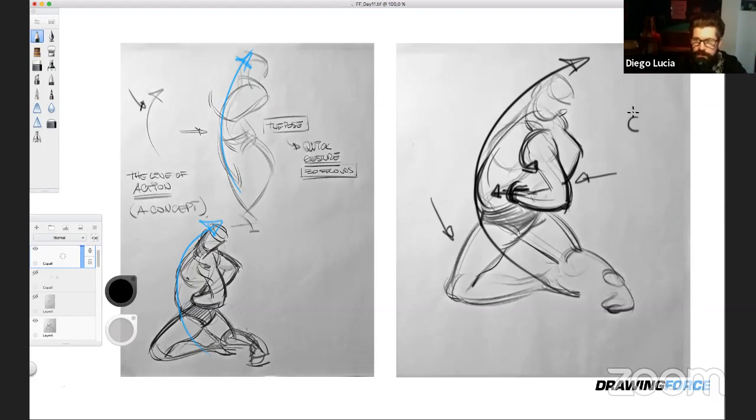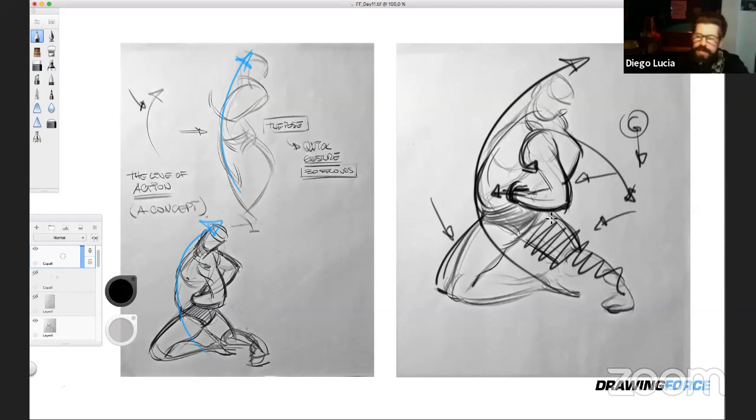So I'm also thinking about gravity here. How the whole pose is working. This leg is going backward just because if I don't have this leg and the other leg was here, you know what happened. This guy will fall. So there are many, many other things I have to take in consideration when I'm drawing than just the line of action.